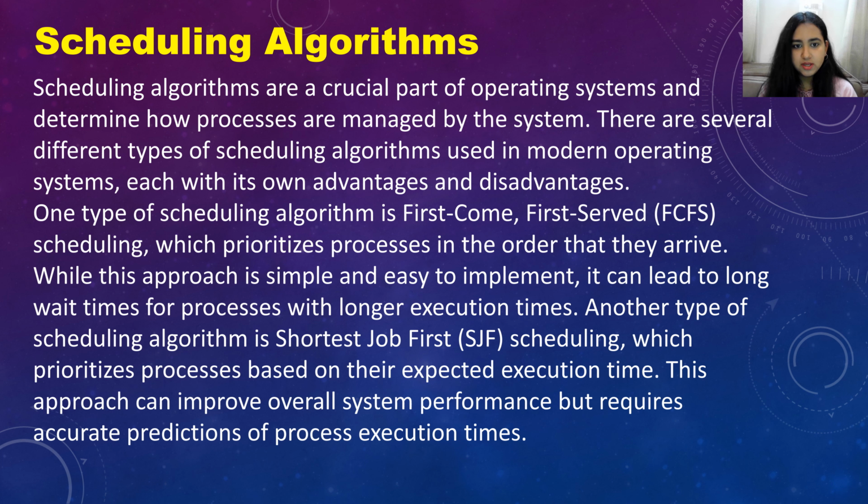Scheduling algorithms. Scheduling algorithms are a crucial part of operating systems and determine how processes are managed by the system. There are several different types of scheduling algorithms used in modern operating systems, each with its own advantages and disadvantages. One type of scheduling algorithm is first come first serve, that is FCFS scheduling, which prioritizes processes in the order that they arrive. While this approach is simple and easy to implement, it can lead to long wait times for processes with longer execution times. Another type of scheduling algorithm is shortest job first, that is SJF scheduling, which prioritizes processes based on their expected execution time. This approach can improve overall system performance but requires accurate predictions of process execution times.